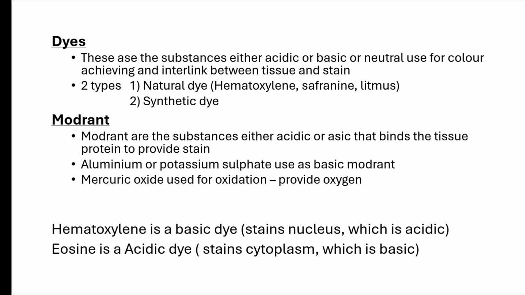Examples are aluminum or potassium sulfate, which are used as the basic mordant. Then second is mercuric oxide, used as an oxidizer to provide oxygen. In hematoxylin and eosin staining, hematoxylin is a basic dye that stains the acidic part. The nucleus is acidic, so it stains the nucleus. Eosin is an acidic dye which stains the basic part, that means cytoplasm.